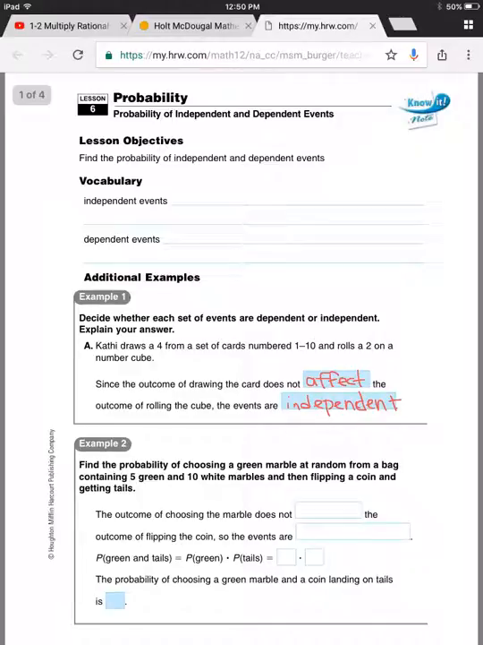Find the probability of choosing a green marble at random from a bag containing 5 green and 10 white marbles, and then flipping a coin and getting tails. Now, same thing. The outcome of choosing a marble does not affect the outcome of flipping the coin, so the events are independent.